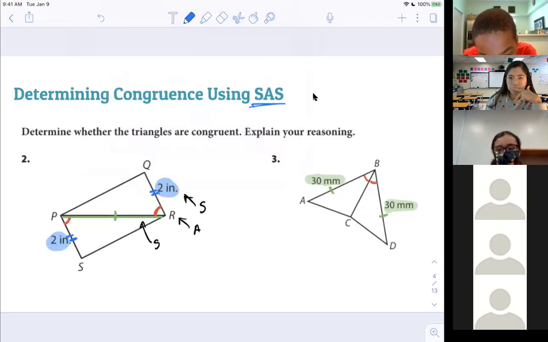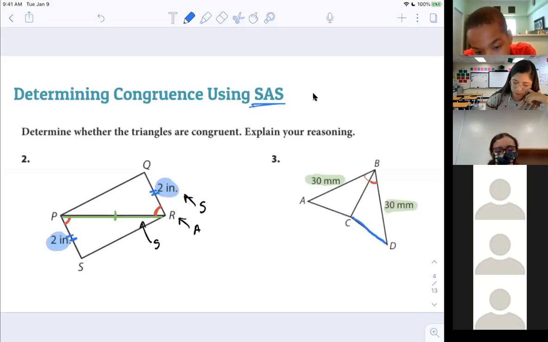AC and CD. Does it tell me anything about this being congruent? Oh, is it BC? Yeah, BC. Because what is that property called? Oh, the reflexive property. Reflexive property, exactly.